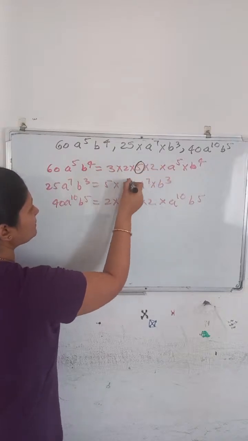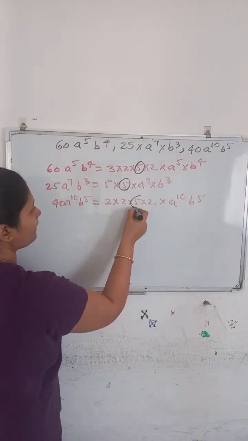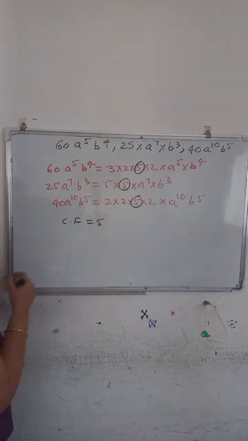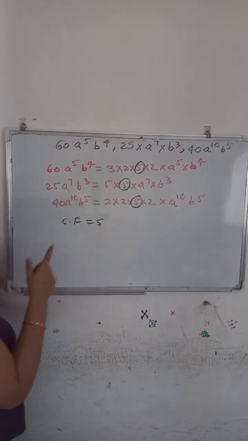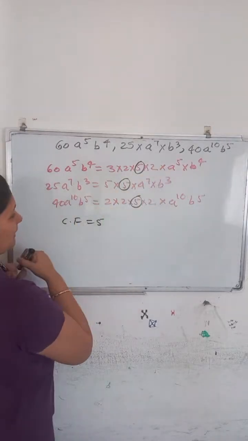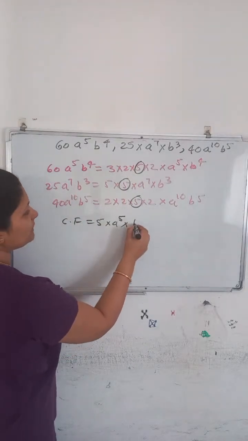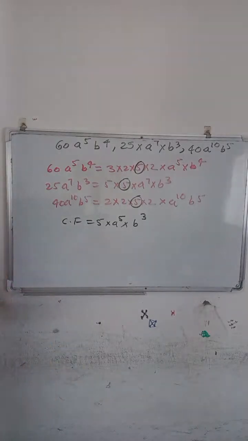So I will mark this 5. Common factor is first 5. Then after that you have to take the lowest power of a, that is a raised to 5, and the lowest power of b, that is b cube. So here the common factor is 5 a raised to 5 into b raised to 3. This is the answer.